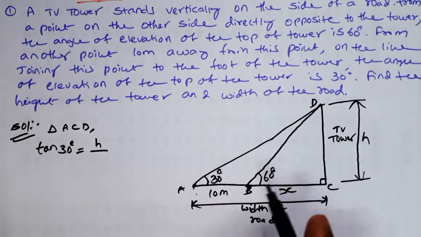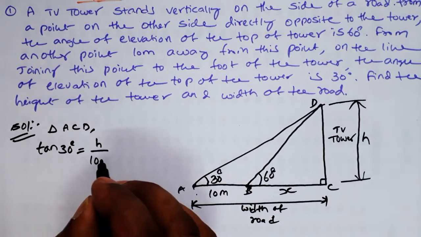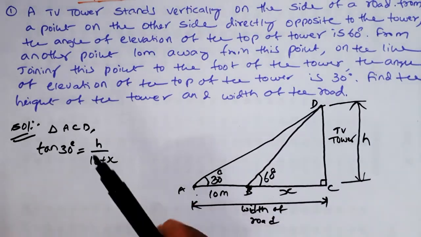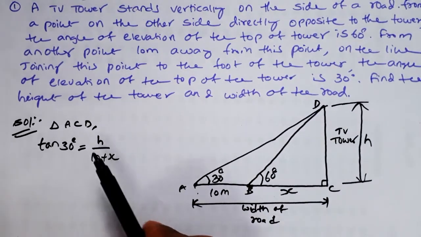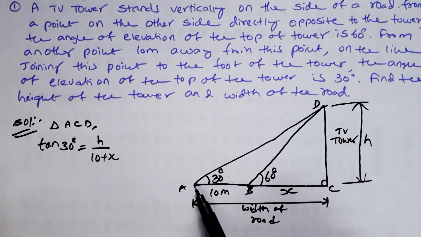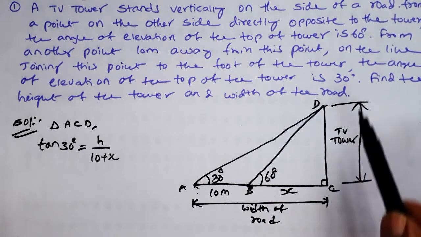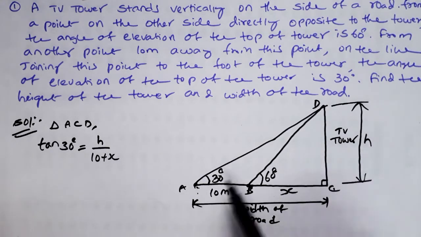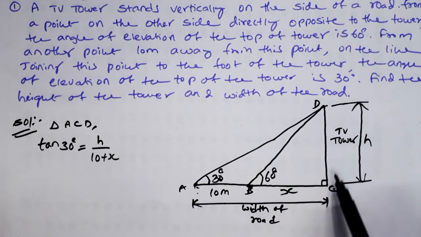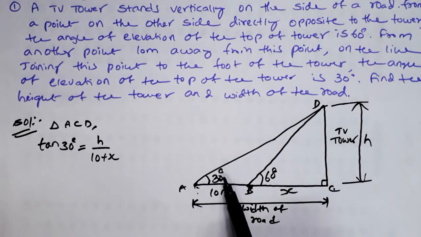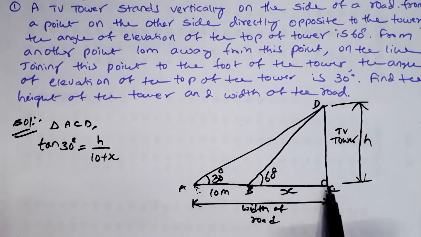So then what is the adjacent for 30? 10 plus X. So why I wrote here H means we are taking the bigger triangle ACD. In this triangle, for 30 degrees, which is the opposite? This is the opposite, H. For 30 degrees, which is the adjacent side? AC is the adjacent side. AC adjacent side means we have A to B 10, B to C X. So 10 plus X. Okay. Next.